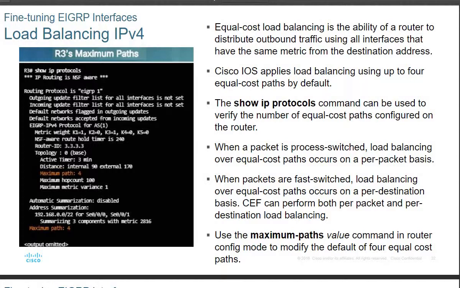Cisco IOS applies load balancing using up to 4 equal cost paths by default. The show protocols command can be used to verify the number of equal cost paths configured on the router. When a packet is process switched, load balancing over equal cost paths occurs on a per packet basis. When packets are fast switched, load balancing over equal cost paths occurs on a per destination basis.